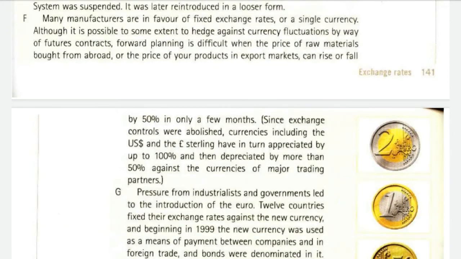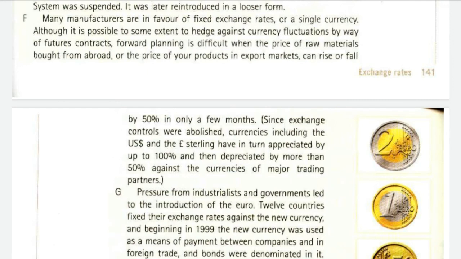F. Many manufacturers are in favor of fixed exchange rates or a single currency, although it is possible to some extent to hedge against currency fluctuations by way of future contracts. Forward planning is difficult when the price of raw materials bought from abroad or the price of your products in export markets can rise or fall by 50% in only a few months.